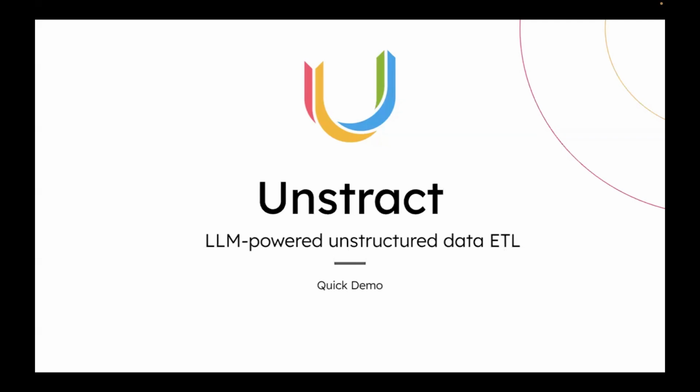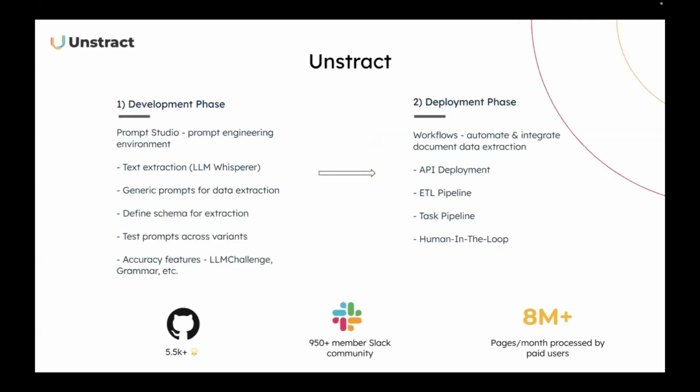So Unstract is an LLM-powered unstructured data ETL platform. If I had to briefly explain the capabilities that the platform comes with, I would have to put it into two major buckets, that is the development phase and the deployment phase. Now, the development phase is where you would be uploading documents and also mentioning what is the data that you want extracted out of these documents and the schema in which you want this data extracted through the prompts in natural language. So this is done in a prompt engineering environment called Prompt Studio.